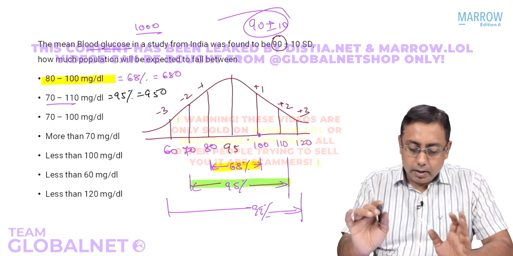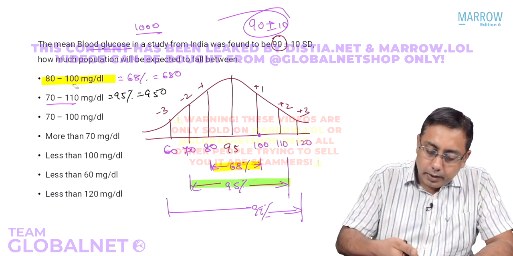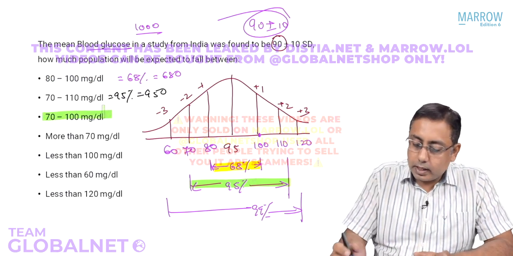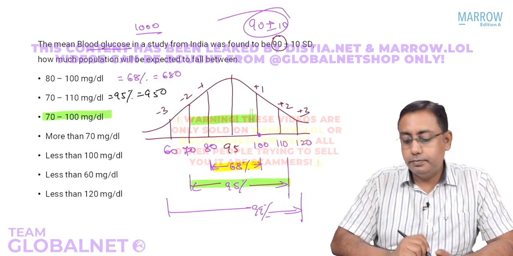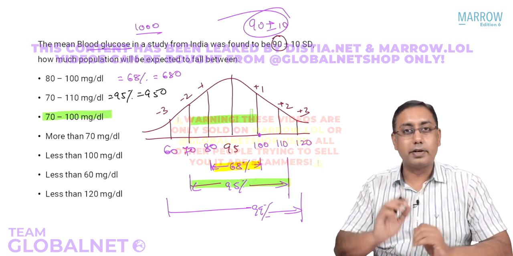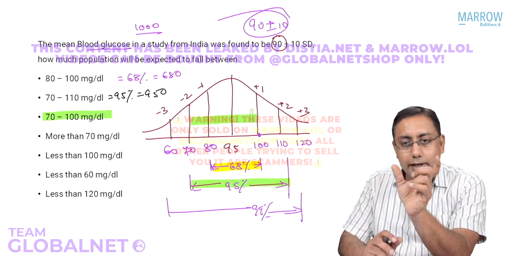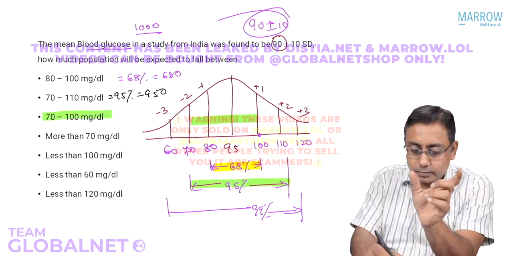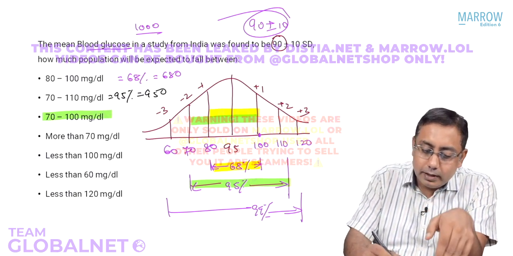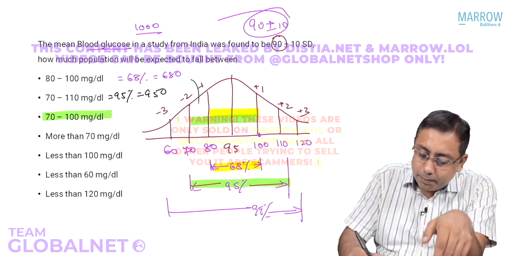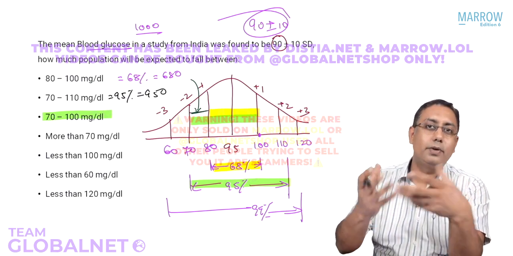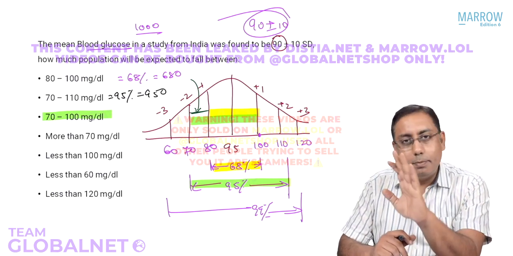Next MCQ. How much population is going to lie between 70 and 100? That's a kind of tricky MCQ. You know that between 80 and 100 is how much? That is 68%. So technically this question is asking how much population lies within this much only. If you know that, then you can add. Very simple to calculate, no brainer in this.